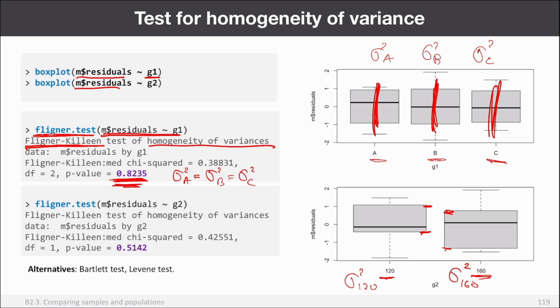And then you can do this also for the second factor, for the temperature. And you can see the p-value is also pretty high. So we accept this hypothesis as well. So from that point of view, it looks like we do not violate one of the assumptions, one of the requirements for ANOVA, which is the equality or homogeneity of variance.